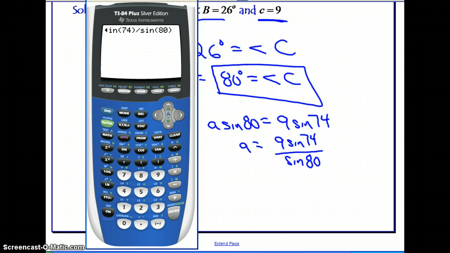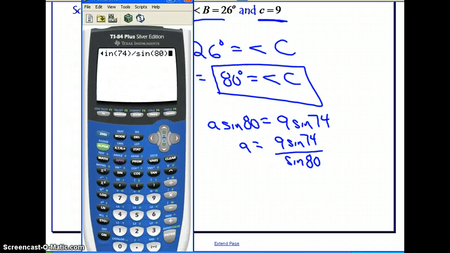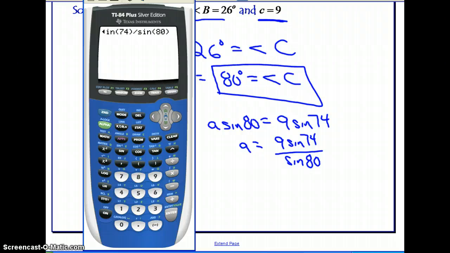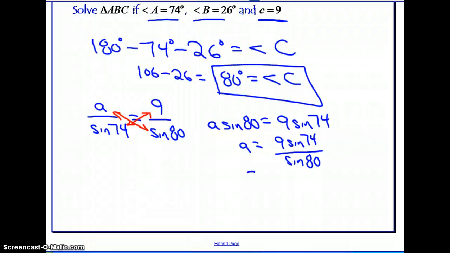Angle A, 74, is a little less than angle C, so I know side A is going to be less than side C. So something less than 9 I should get for an answer. And look at that. We'll round to the nearest tenth. Looks like side A is 8.8.